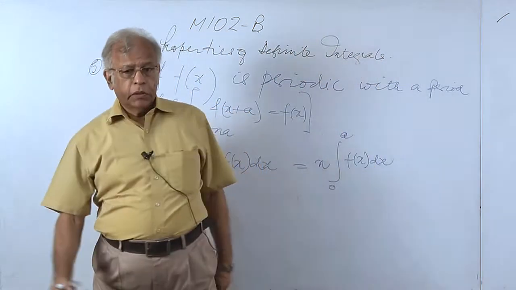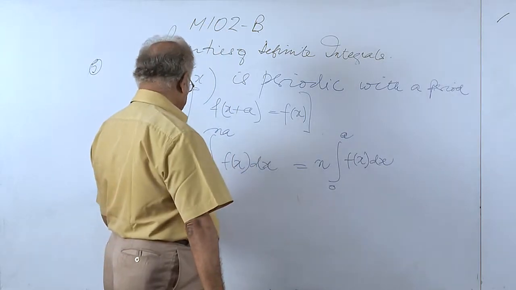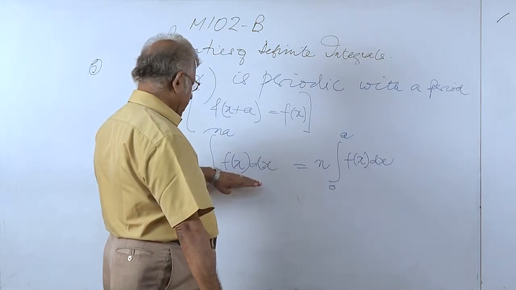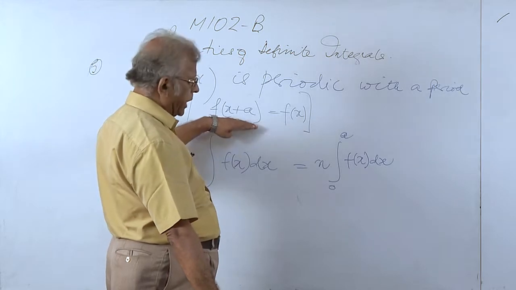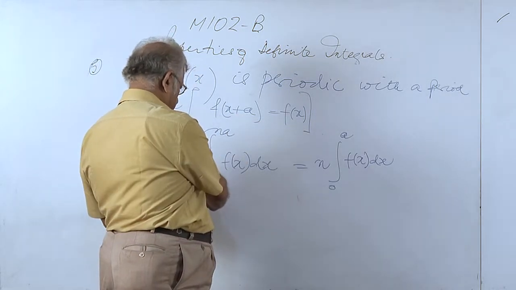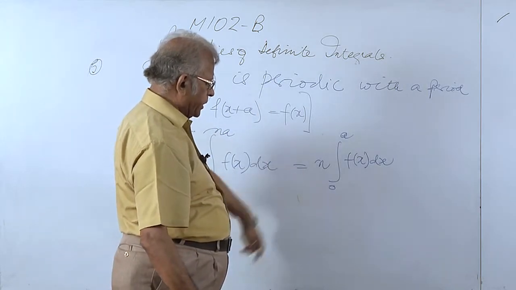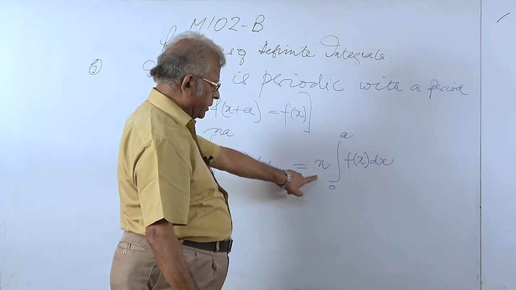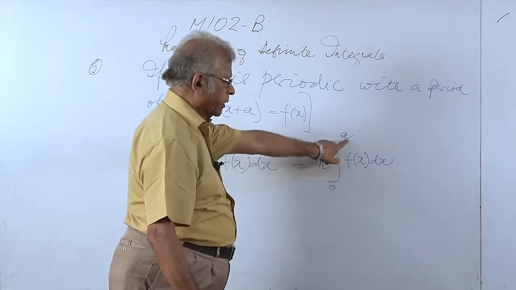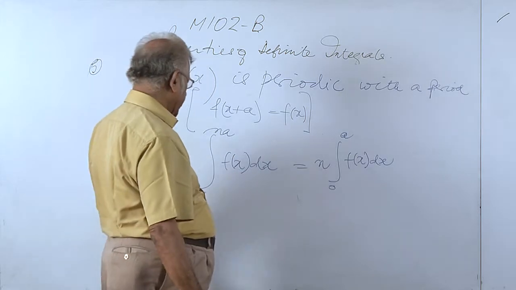In other words, stated in terms of words, if I integrate a function f(x) which is known to be periodic with a period of a for n periods, 0 to n periods, the result is the same as n times an integration for one period. That is how it should be interpreted.